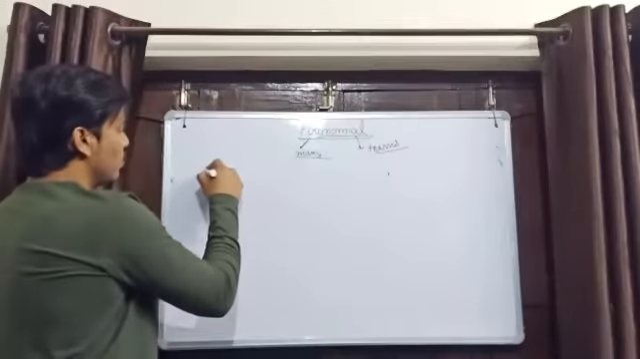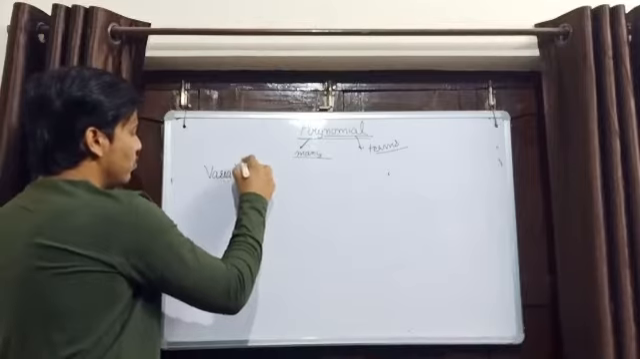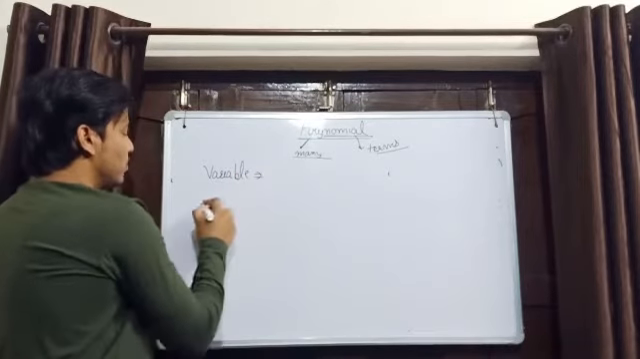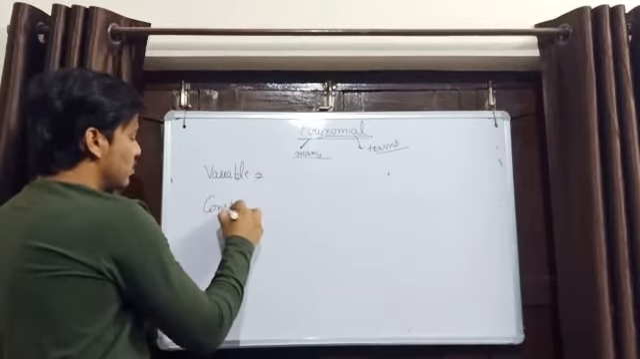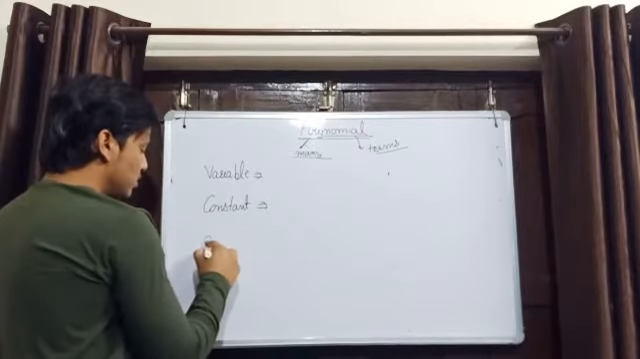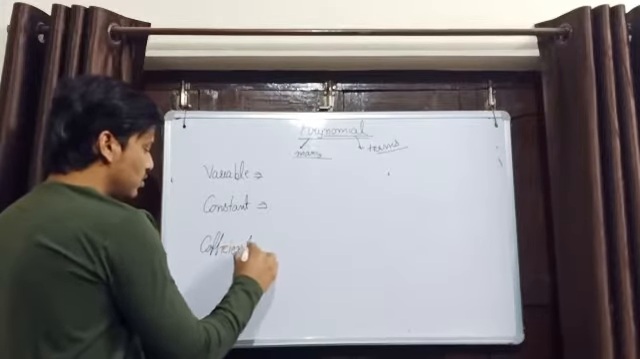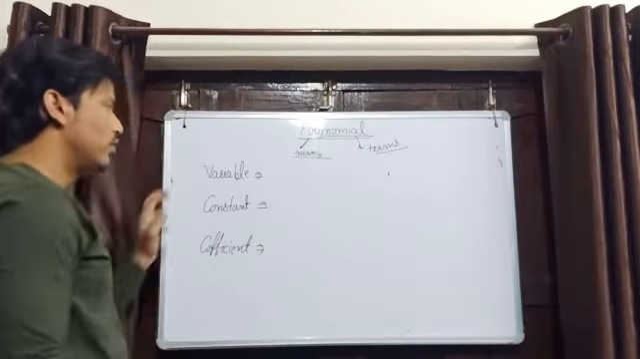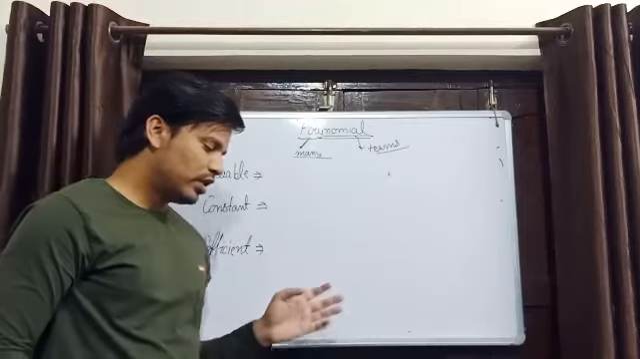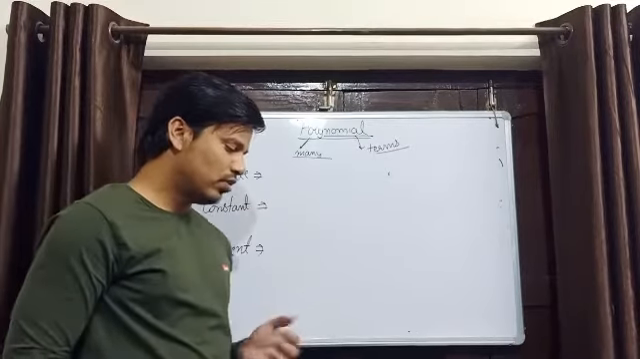What is variable? What is constant? What is coefficient? When we discuss polynomial, these are the terms which we will discuss about. What is constant?